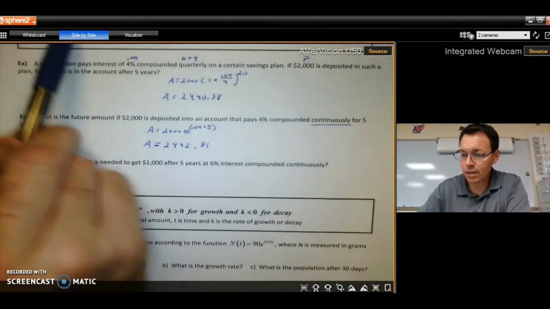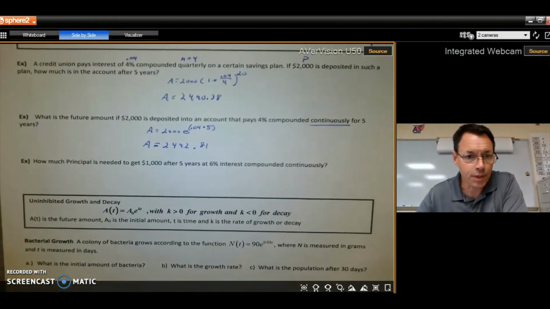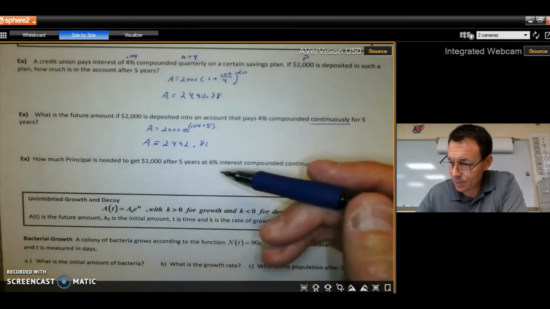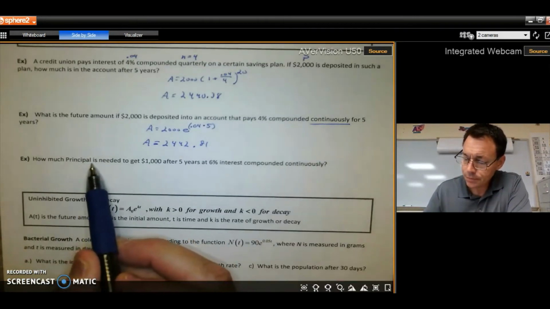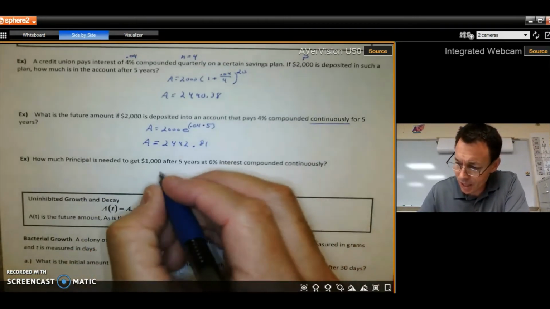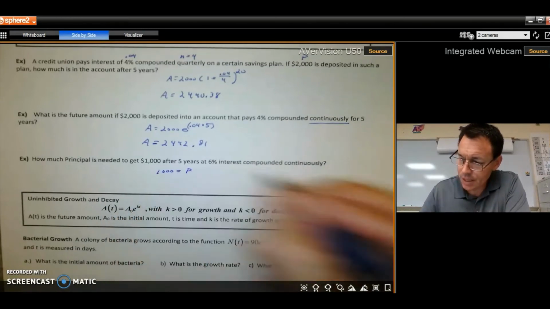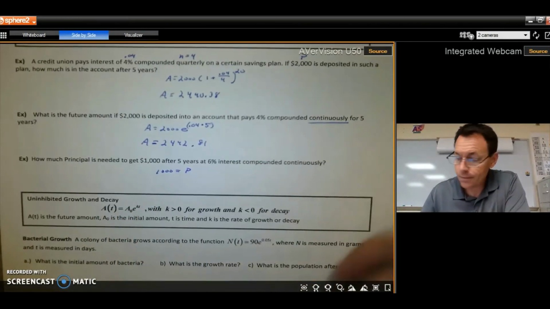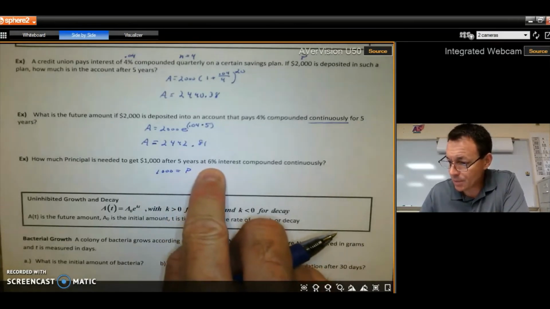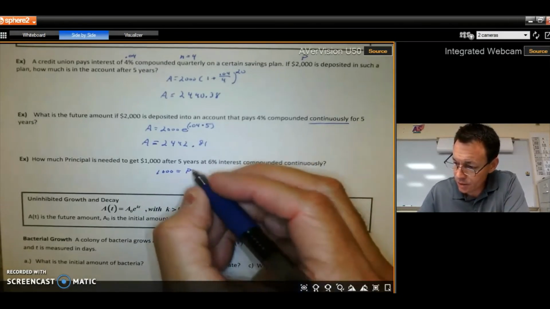Not a big difference after 5 years between compounding quarterly and compounding continuously, but this is continuous, and that is using just the normal compound interest formula. The last example here says how much principal is needed to get $1,000. So if I want to end up with $1,000, how much money do I need to start with, after 5 years at 6% interest compounded continuously?